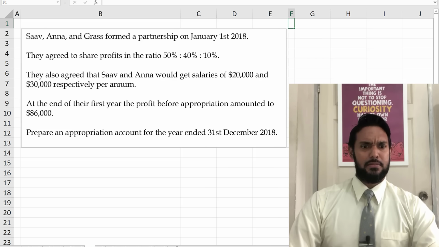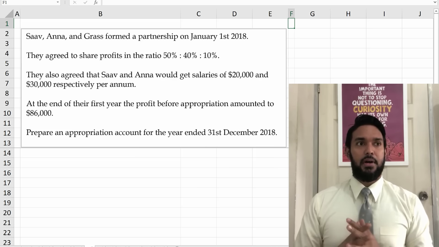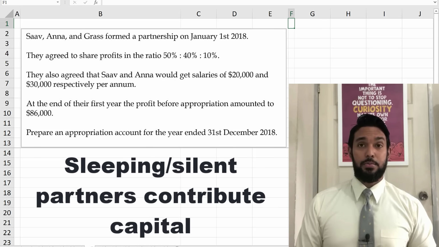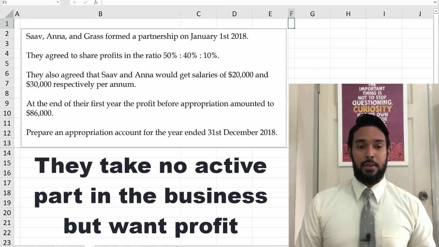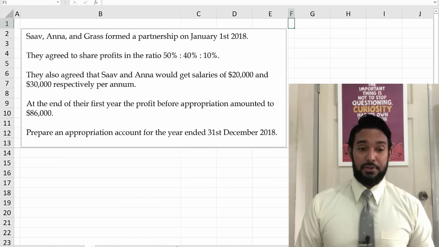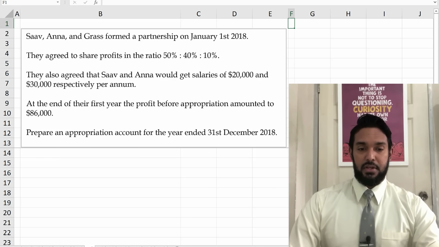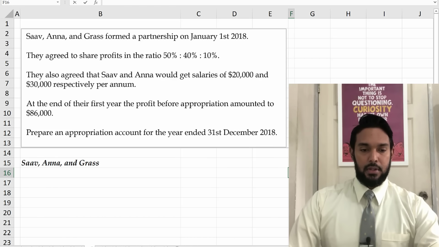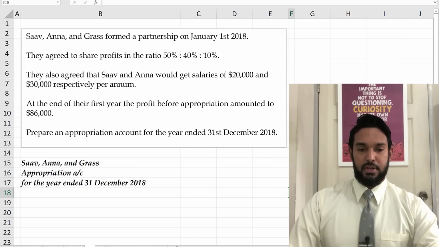So what about Grass? Sometimes a partner can be what you call a sleeping or a silent partner, where he or she takes no part in the active running of the business, but they simply want to get profit. So it may very well be that Grass is a sleeping partner. At the end of the first year, their profit before appropriation amounted to $86,000. Prepare an appropriation account. Okay, so Salmon On Grass appropriation account for the year ended 31st December 2018.